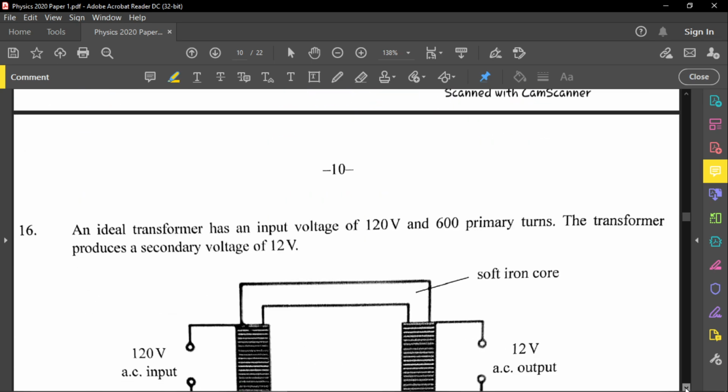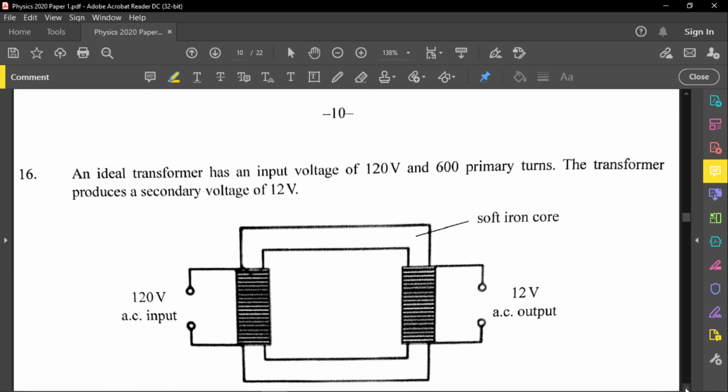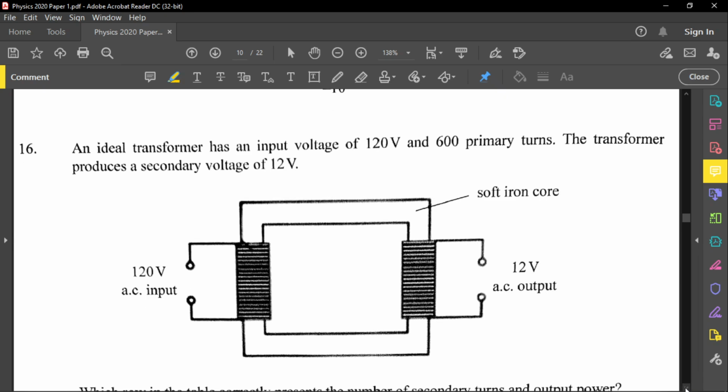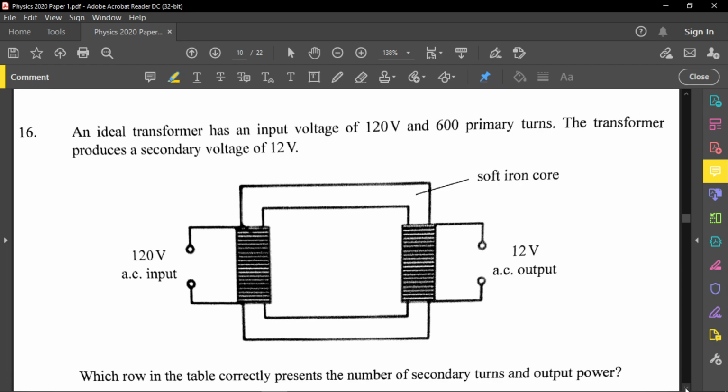Question number 16. Now, question number 16, this is a transformer. It's an ideal transformer, right? It has an input voltage of 120 volts and primary turns of 600. The transformer produces a secondary voltage of 12 volts, right? By virtue of this, as a matter of fact, 120 volts to 12 volts, you know this is a step down transformer, right? That alone gives you an idea what type of transformer it is. So it is a step down transformer.